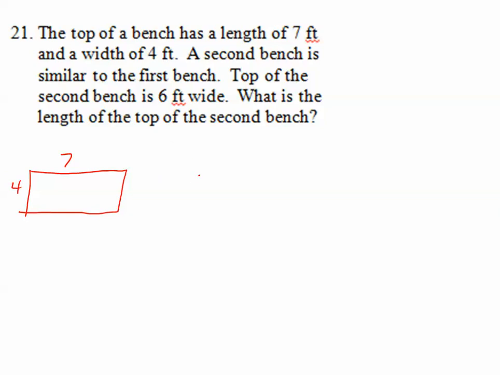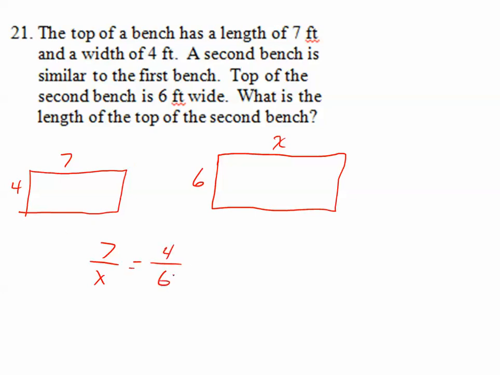A second bench is similar to the first, which means that a ratio will take care of how they're related to one another. The top of the second bench is 6 feet wide. What is the length of the top of the second bench? So all we need to do is set up a ratio or a proportion. So we can do 7 over x, the length over the length, equals 4 over 6.